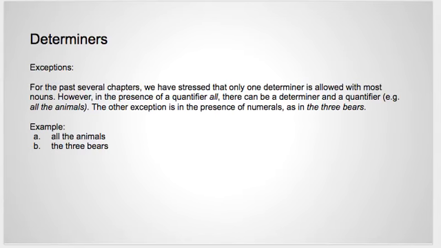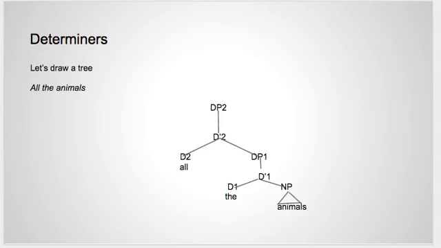And we'll take a look at how it looks on a tree. So let's draw a tree. All the animals. All would take the place of D2. D1 would be the, and animals would be NP, which has been abbreviated with a triangle. Therefore, with quantifiers and numerals, they can both go along with the determiner.